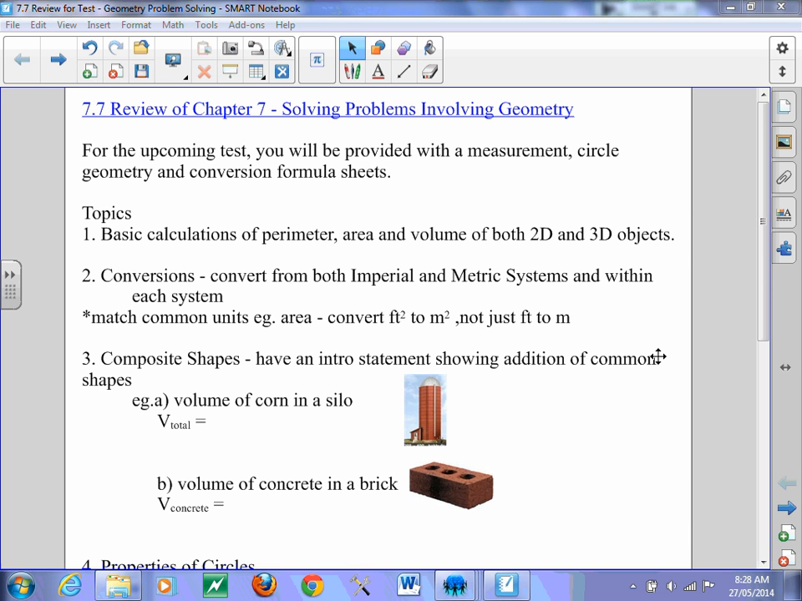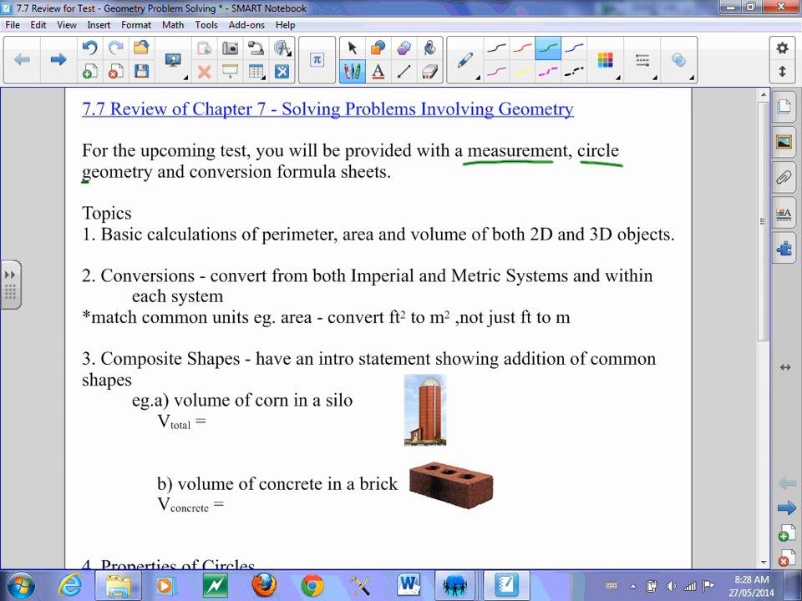Anyway, this is a review for our last chapter test, solving problems involving geometry. Just remember, folks, for the upcoming test, I will provide you with a formula sheet that has measurement on it, your circle geometry formulas, and conversion formulas. Okay, so that will be provided for you on your test. It's probably the same photocopy double-sided sheet you've been using that I've given you, plus the circle geometry formulas that are in the beginning of your workbook.